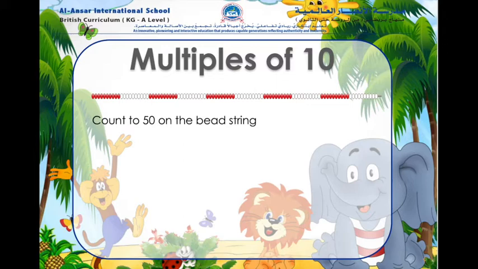Okay, now we have a bead string, and in each bead string there are 100 beads. It is separated by 10 beads. Each color is 10 beads, and then it's another 10 and another 10 and another 10. So we need to count to 50 on this bead string. We're going to start here, and we already know that one color here is 10. So we're going to go 10, 20, 30, 40, and 50. So when we count to 50 on the bead string, we have reached over here.